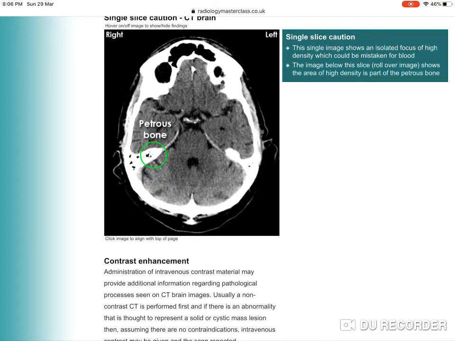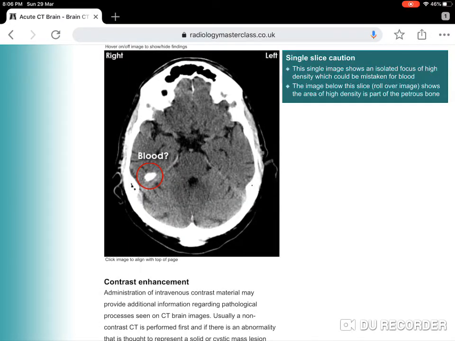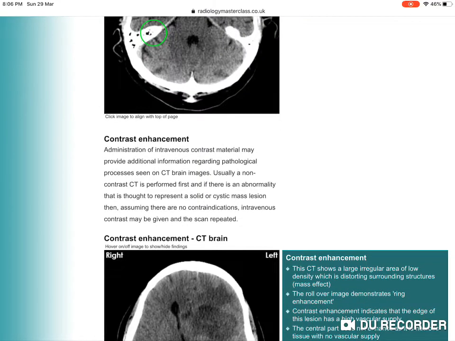Single slice section. The single image shows an isolated focus of high density which could be mistaken for blood. The image shown below this slice, the rollover image, shows the area of high density is part of the petrous bone.